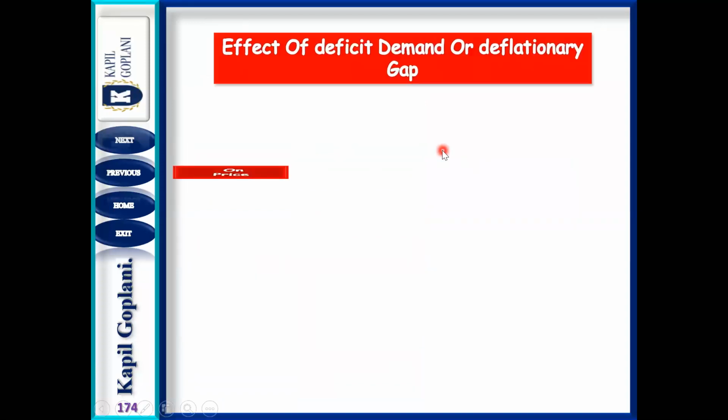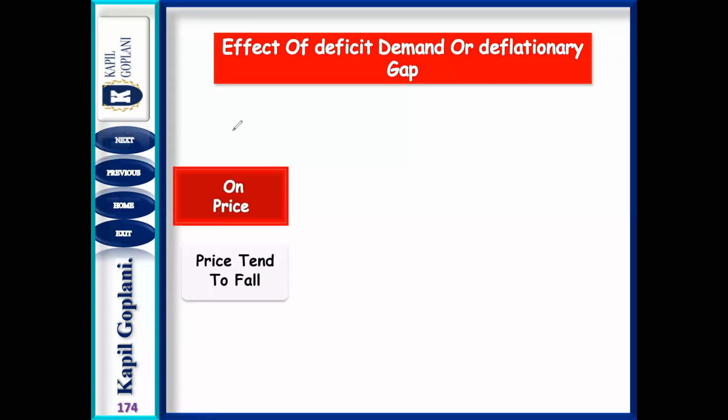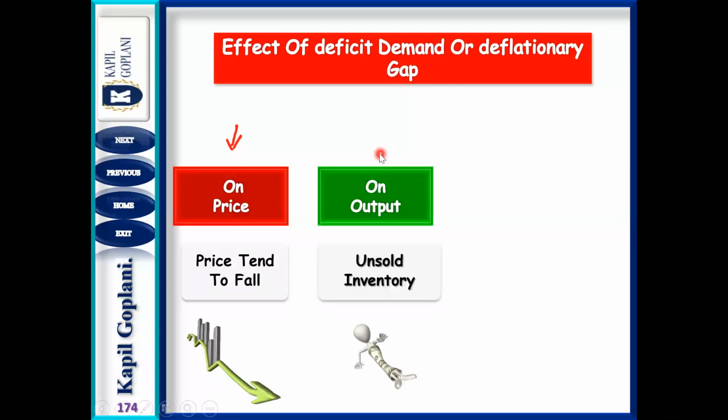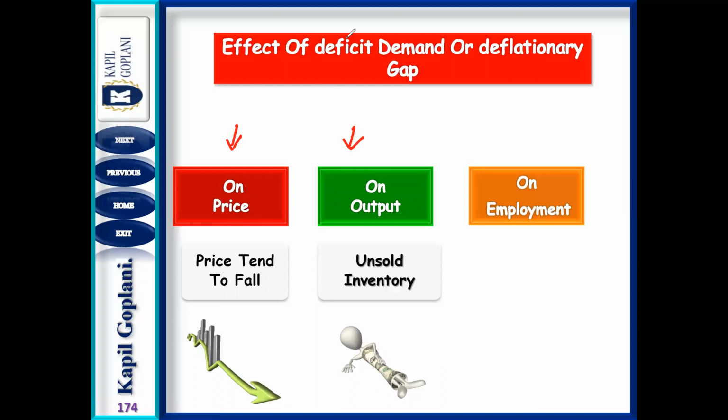Okay, now what will be the impact on different things? When inflation was there, prices were increasing. So when deflation is there, prices will fall in the economy. On output and the economy, first and foremost, there will be unsold inventory and output will start declining. Production will start getting stopped. It's just like a recession in the economy, where there are no employment opportunities left and production has stopped.